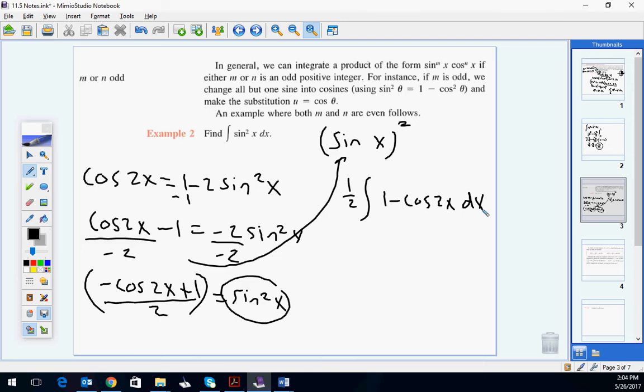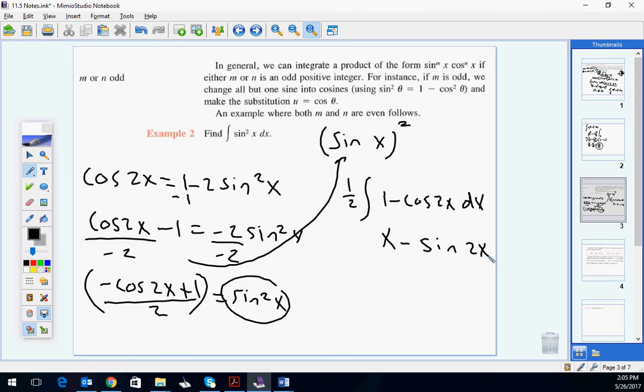So I hope you see the point here. Do you see how much easier this is to integrate? What's the integration of 1? We should all be yelling x. Oh, these are the easy ones. You guys are scaring me today. Okay, x. What's the integration of negative cosine? Negative sine.